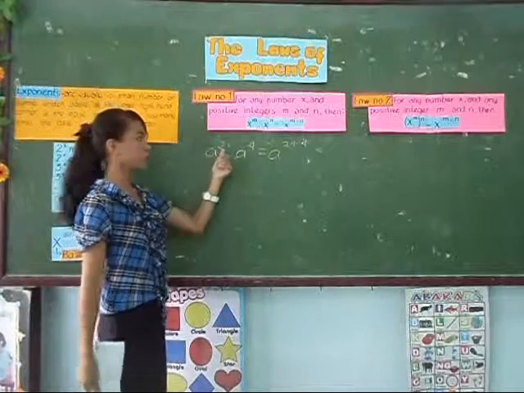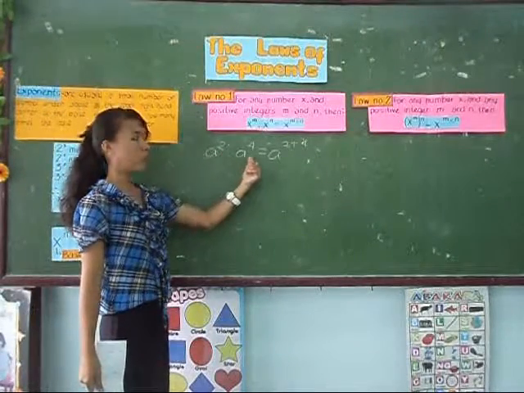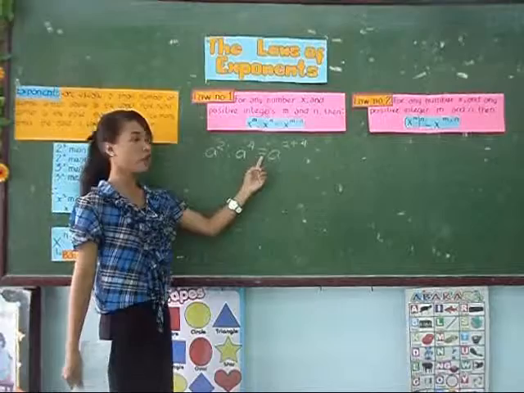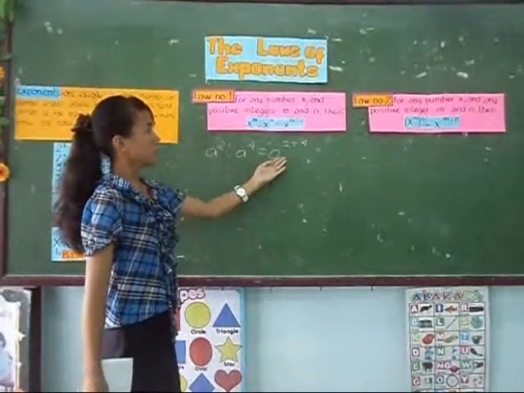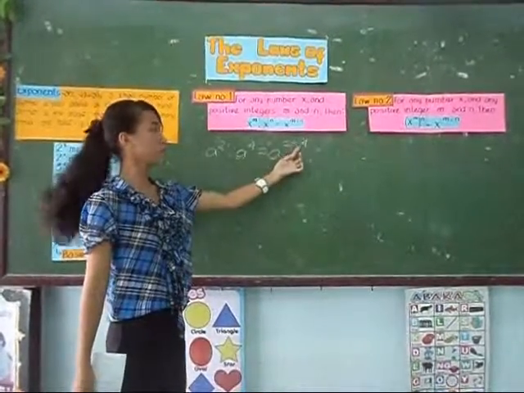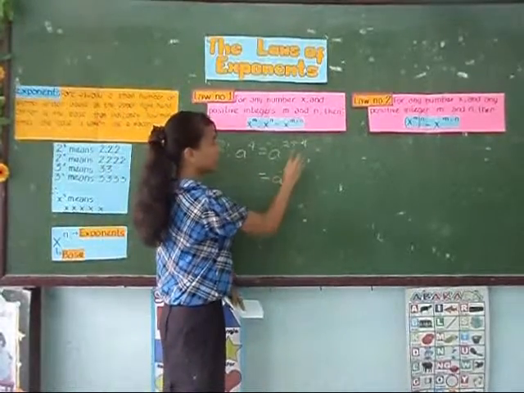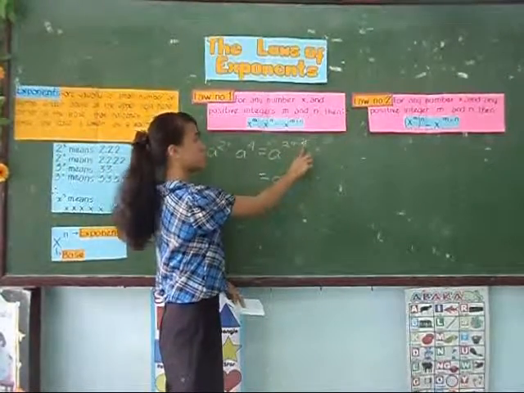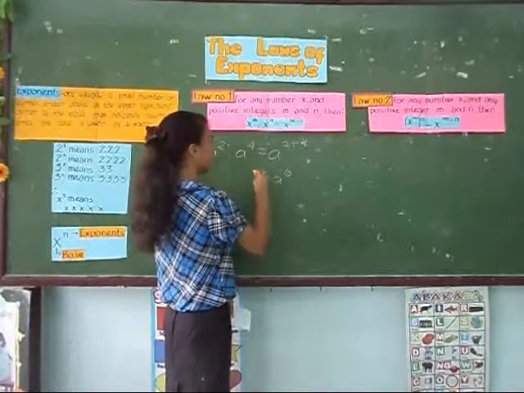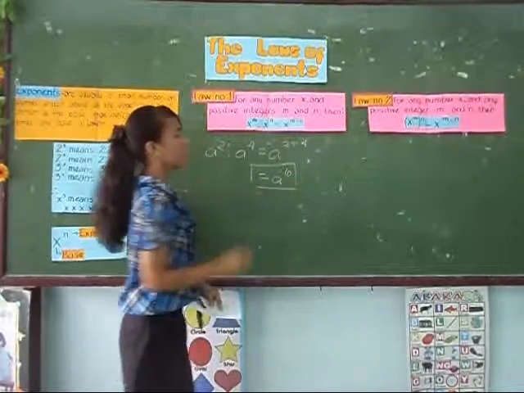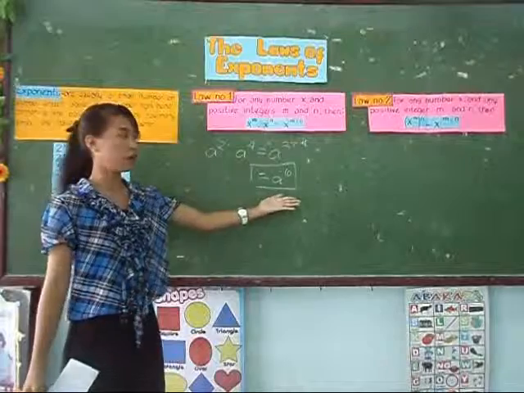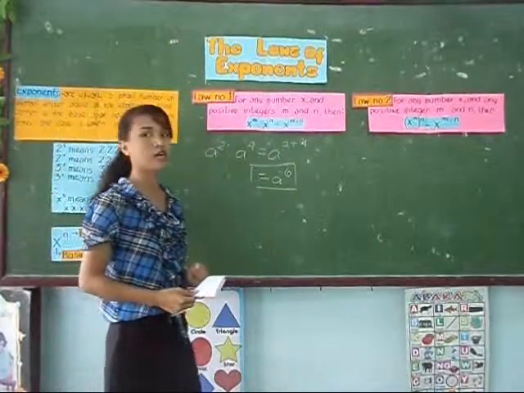a to the power of 2 multiplied by a to the power of 4 equals a to the power of 2 plus 4. Then add the exponents, 2 plus 4 is equal to 6. Now we have the final answer, a to the power of 6.